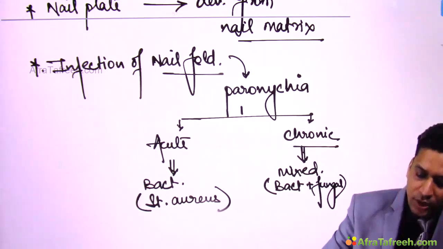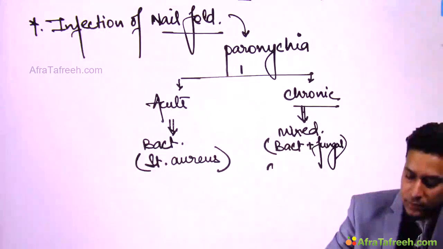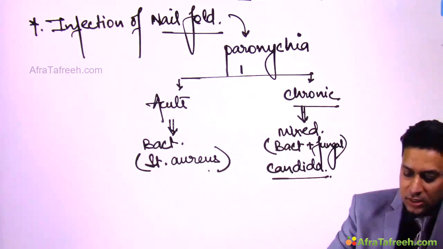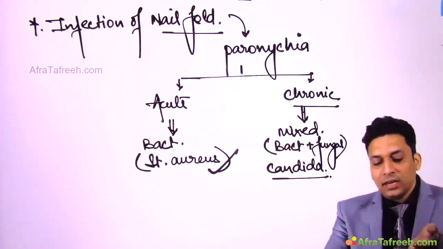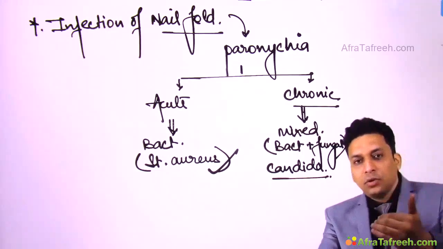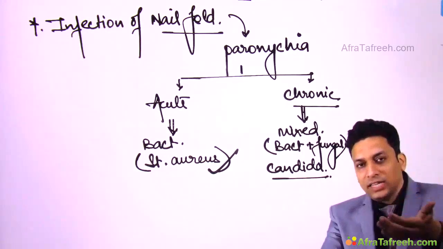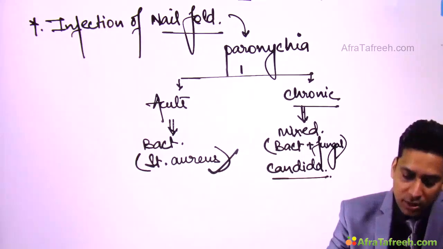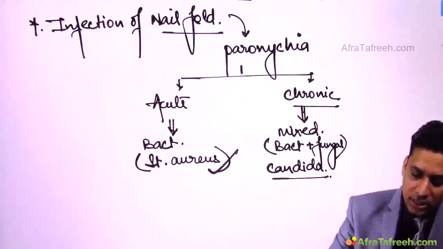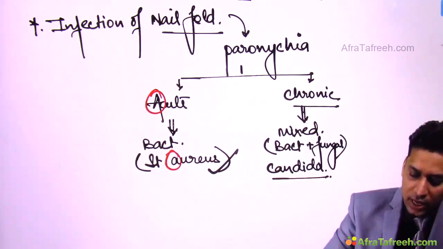The fungal component commonly here is Candida. So remember that acute is only due to bacterial, that is Staph aureus, while after acute there can be chronic, and chronic is generally due to fungal, that is Candida, though some bacterial infection might also be there, so sometimes it can be mixed. So remember this: A acute, A aureus, C chronic, C Candida.